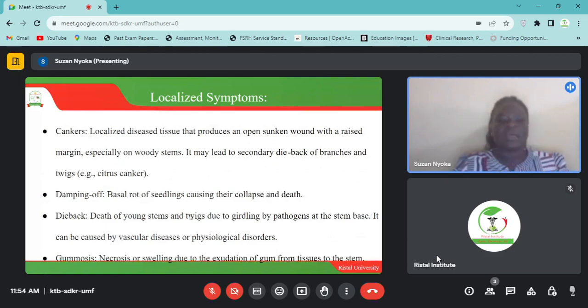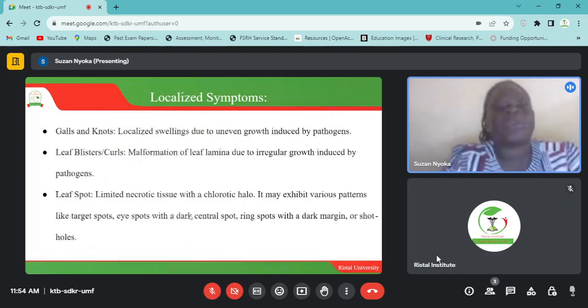Dieback, death of young stems and twigs, due to girdling by pathogens at the stem base. It can be caused by vascular disease or physiological disorder. And then gummosis, necrosis or swelling due to the exudation of gums from tissues on the stem. Galls and nodes, localized swelling due to uneven growth induced by pathogens. And leaf blisters or galls, malformation of leaf lamina due to irregular growth induced by pathogen.